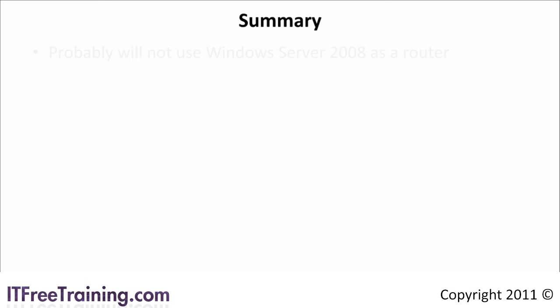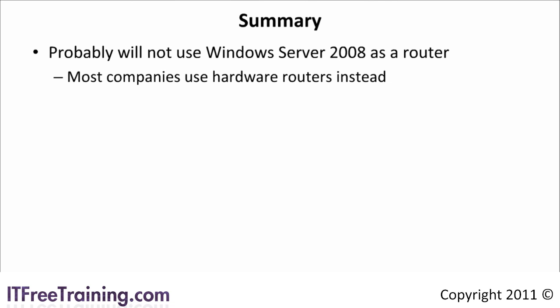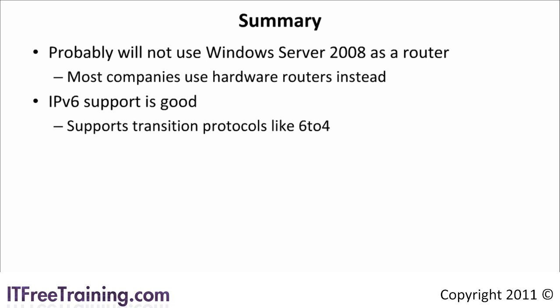In the real world, you probably will not use Windows Server 2008 as a router. Most companies will use a hardware router. Windows Server 2008 routing support is good for IP version 6 and includes support for transition protocols like 6to4. If you are interested in learning more about IP version 6 and transition protocols, then using Windows Server 2008 or Windows Server 2008 Release 2 is a good place to start.